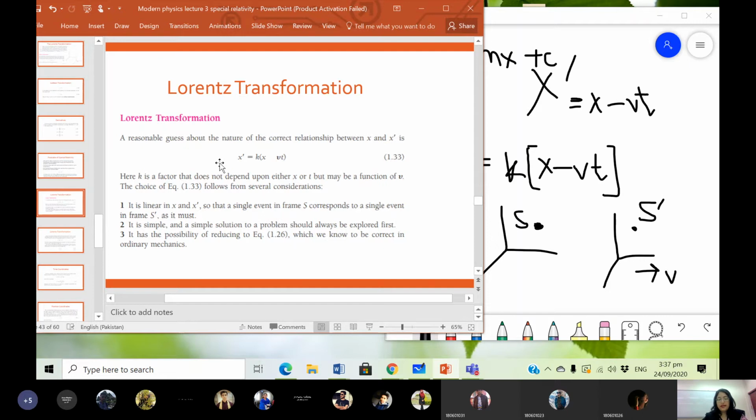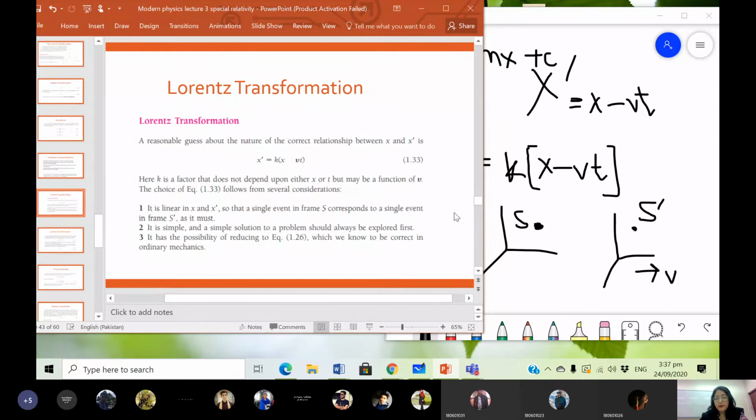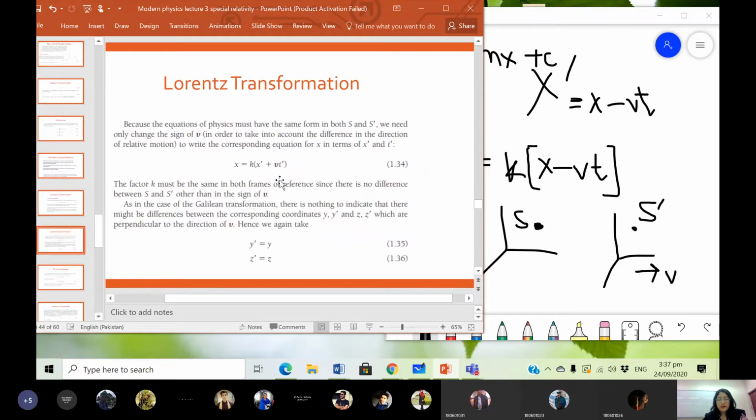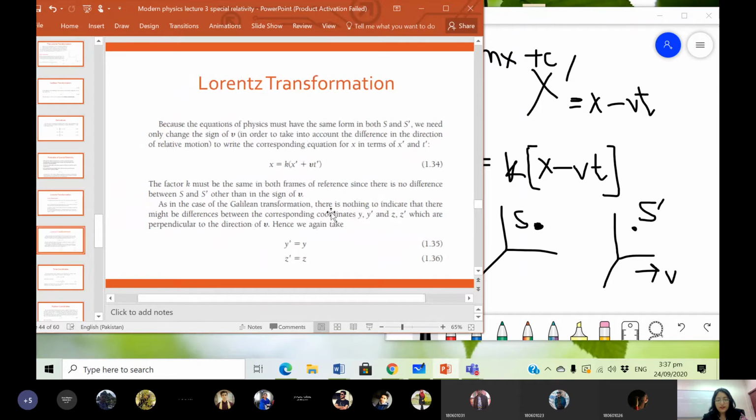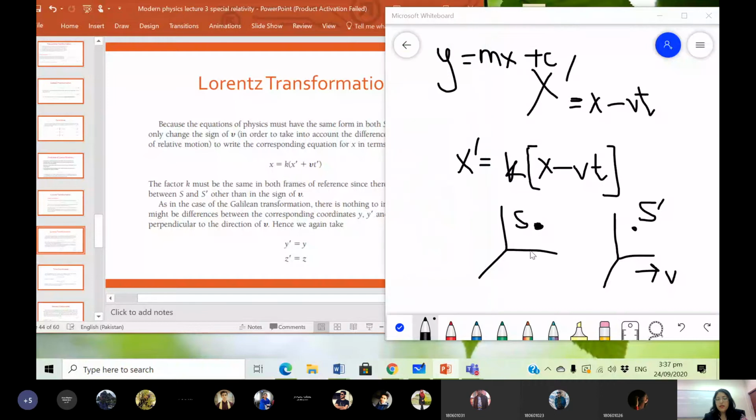So one of them is that it's simple, so we're going to start off with a simple guess because that will be the most straightforward way to approach this problem. And then this equation has to reduce to the Galilean transformation in the simple case that we are not considering special relativity, in ordinary classical mechanics. So now we go to the Lorentz transformation. Now I want to tell you a little bit about inverse transformation as well.